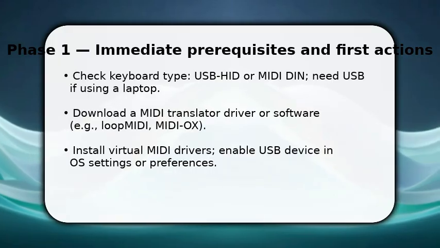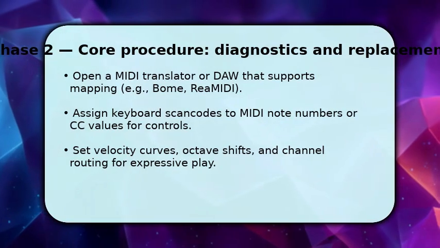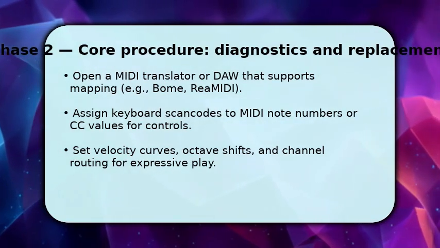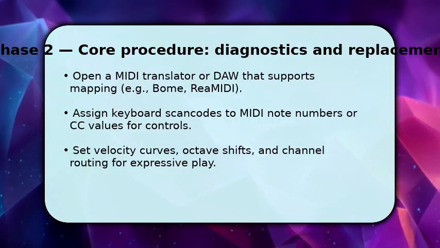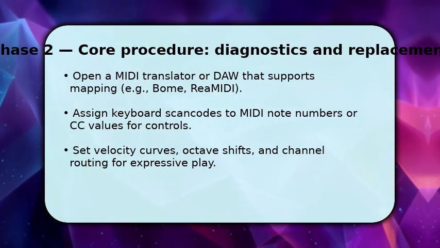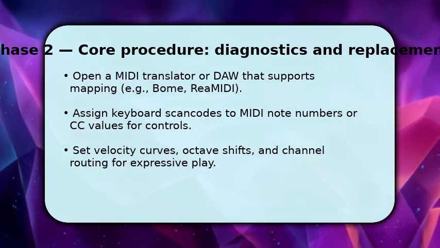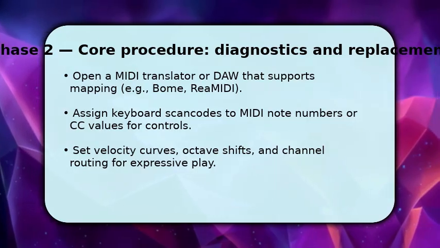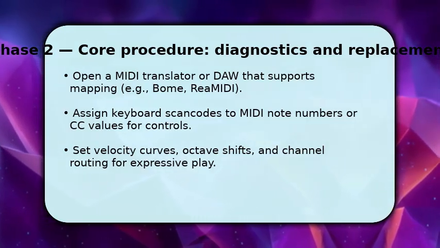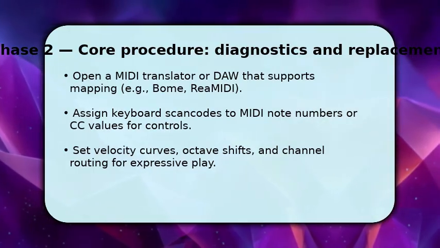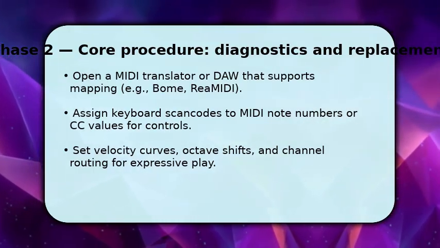Next, you map keyboard signals to MIDI messages so your keys become musical controllers. In your translator, capture a keystroke and assign it to a specific MIDI note number, or map it to a control change if you want knobs or toggles. Adjust velocity scaling and octave transpose so performance feels natural. This is why you tweak curves now, rather than later.